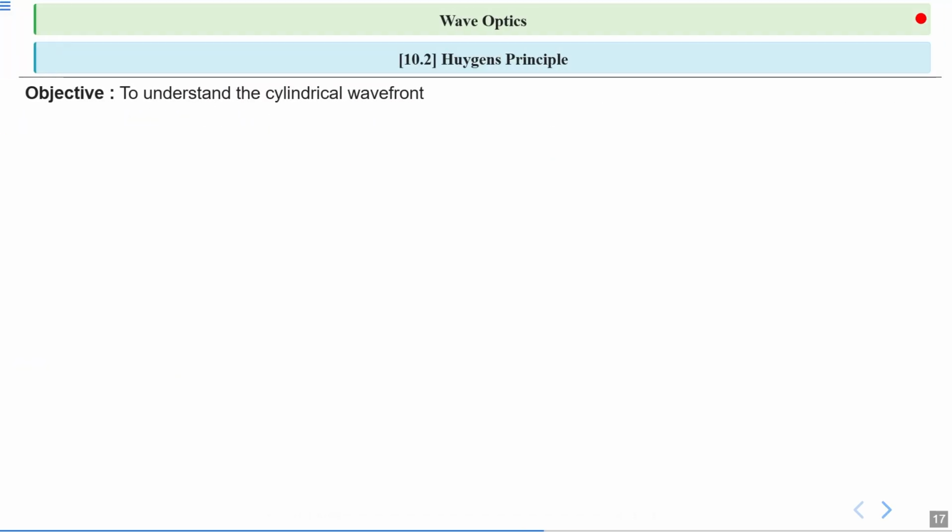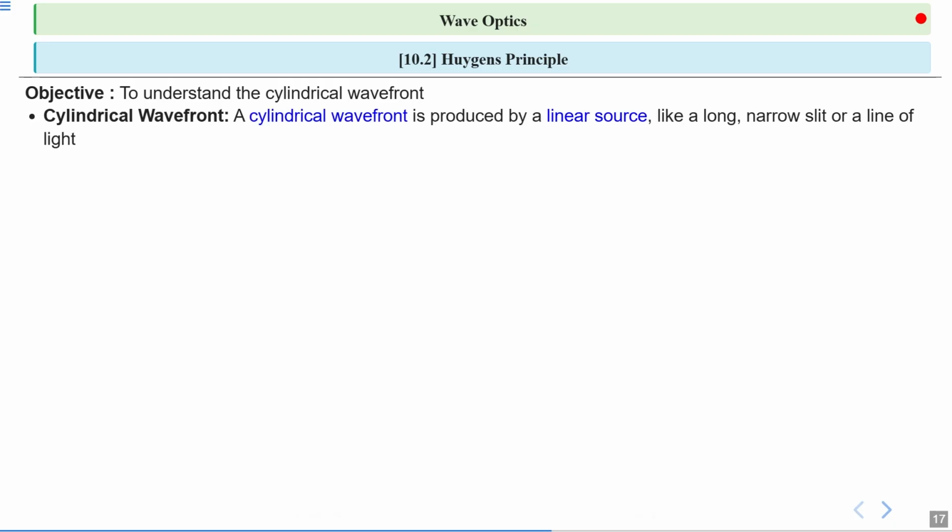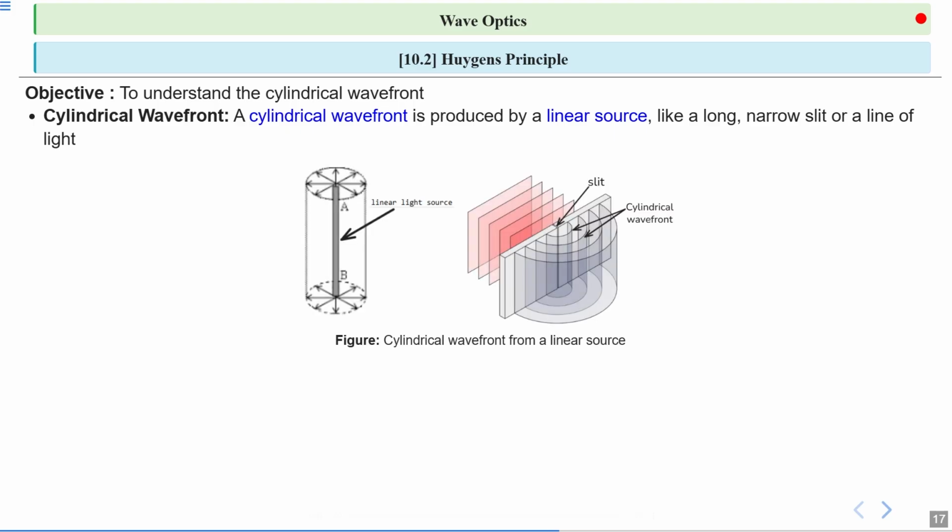So here our objective is to understand what a cylindrical wavefront is and how it is formed. So let's start by defining a cylindrical wavefront. It's produced by a linear source such as a long, narrow slit or a line of light. Imagine a line of light emitting waves that spread out in a cylindrical shape. This is important because it helps us visualize how light behaves when it comes from such sources. So here we have an illustration showing cylindrical wavefronts emanating from a linear source. Notice how the wavefronts form a cylindrical shape around the source.